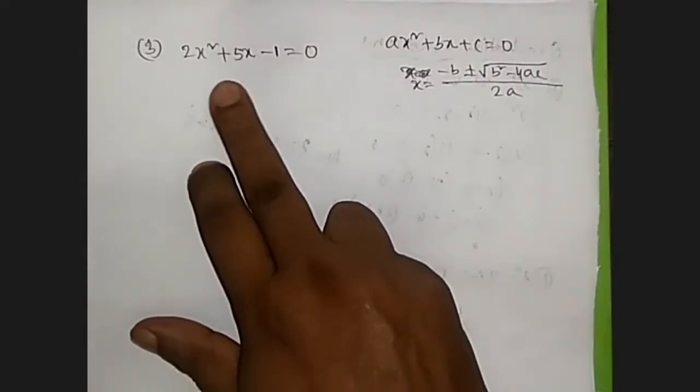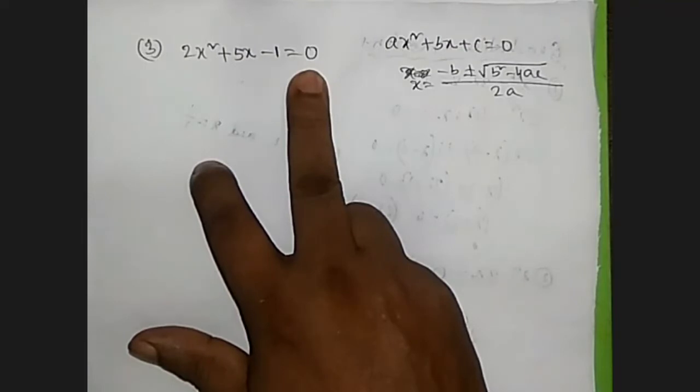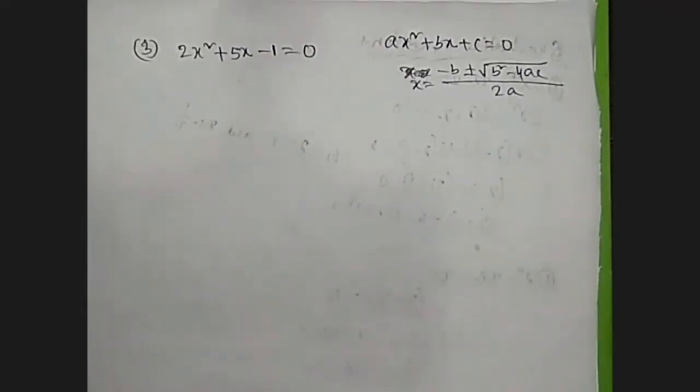That is quadratic equation: 2x square plus 5x minus 1 equals to 0. Okay, this is the quadratic equation. You cannot factorize this. It's not quite easy to factorize. So you can follow some formula regarding this.